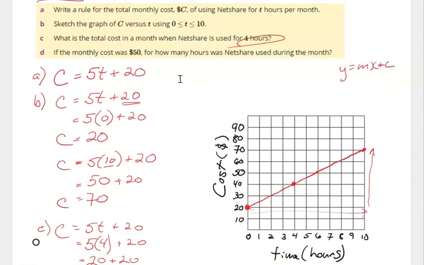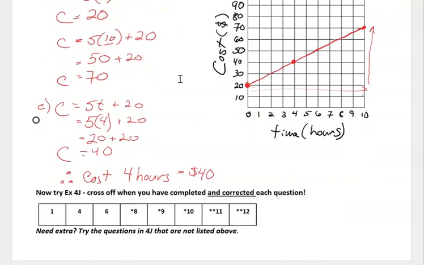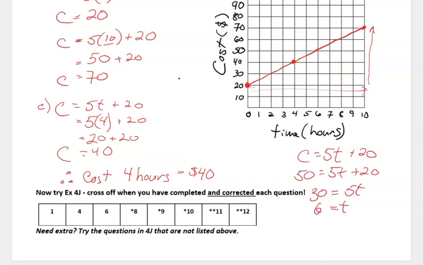Finally, what happens if my total cost for the month was $50? How many hours? So we're solving for the time. So I have to squeeze it in over here. Total cost is 50. Don't know what the time is. Subtract 20 from both sides. I'm losing real estate here. Keep the 5t on that side. That gives me 30. Divide both by 5 to get to t. Therefore, the time used over the month was 6 hours.